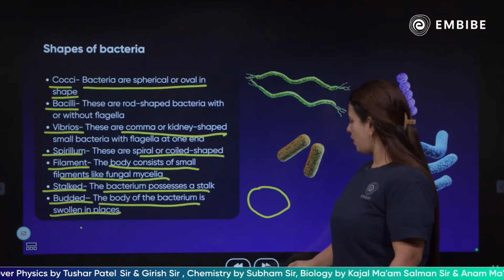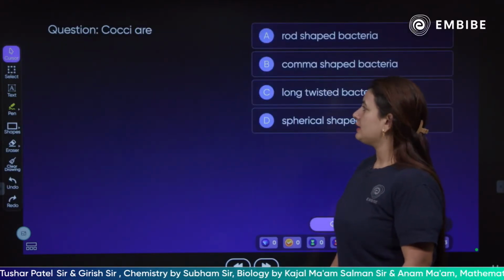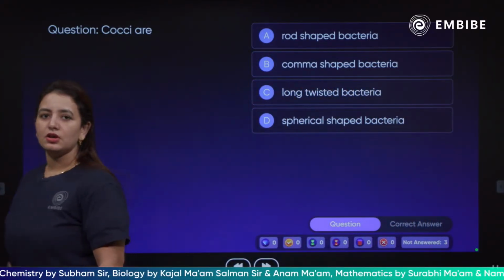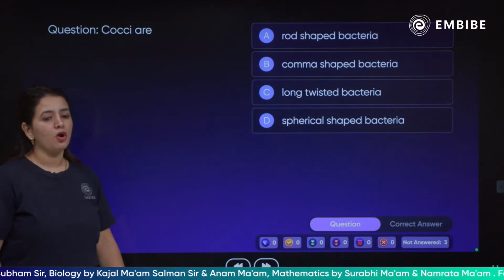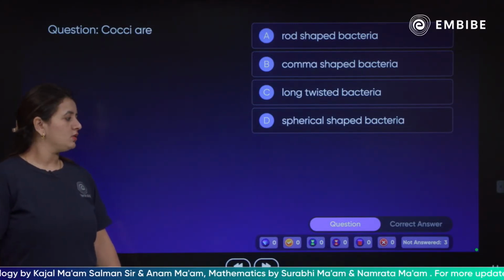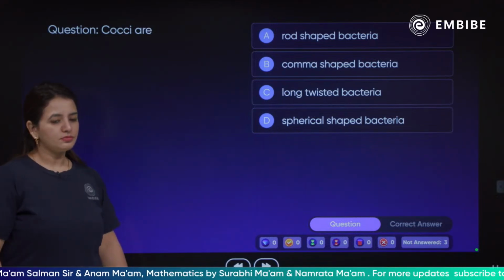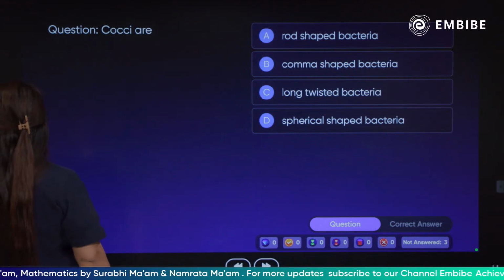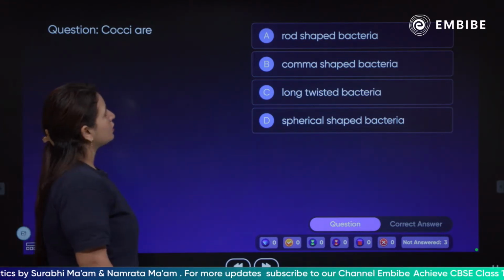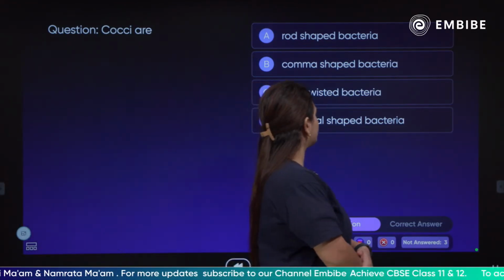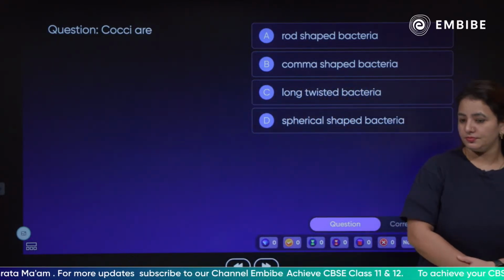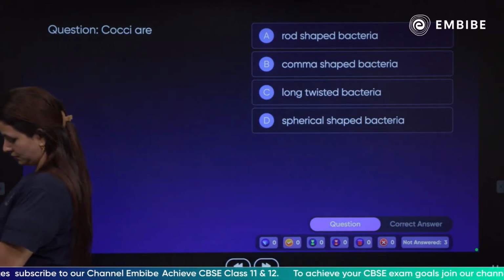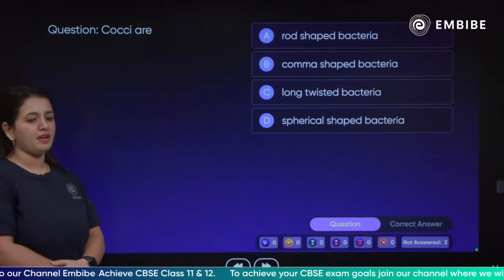Okay, moving on, children. Next is a question which is, cocci are which kind of a bacteria? Cocci are rod shaped, comma shaped, long twisted, spherical. How do they look like? How are the cocci looking like? Very simple. Just now we have discussed it only.